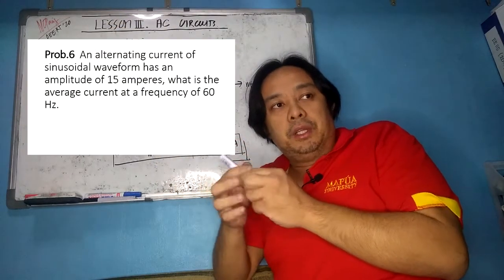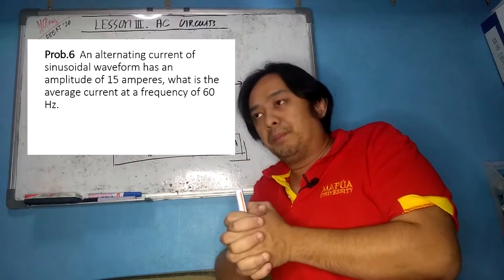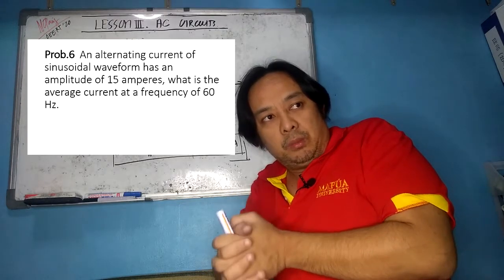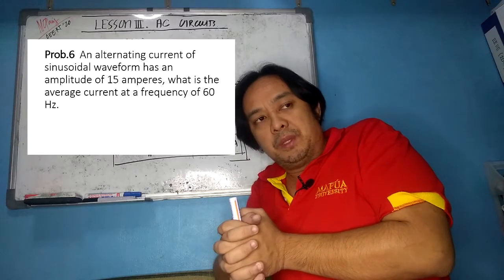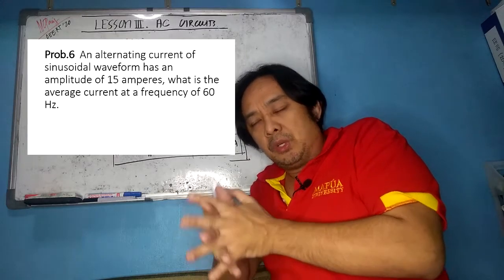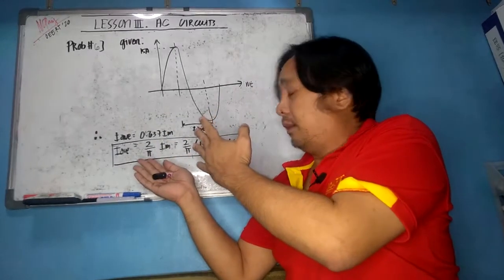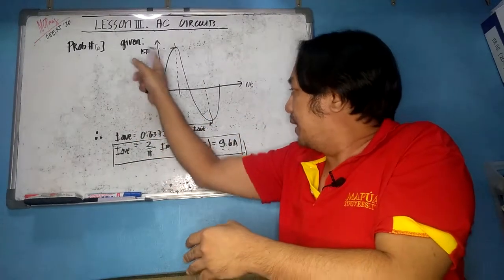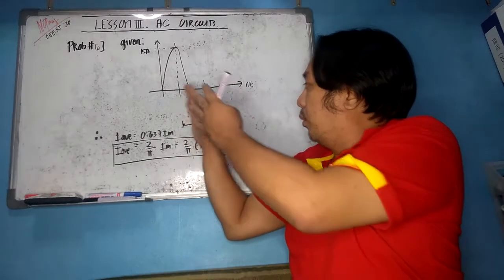An alternating current of a sinusoidal waveform has an amplitude of 15 amperes. What will be the average current at a frequency of 60 Hz? So we need to draw the sinusoidal waveform first. And we have here 15 amperes, and then you have the whole waveform.